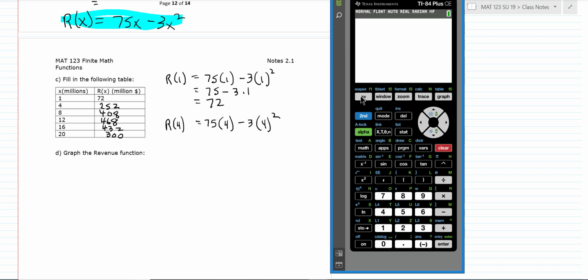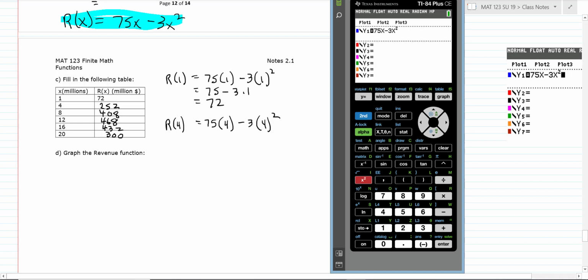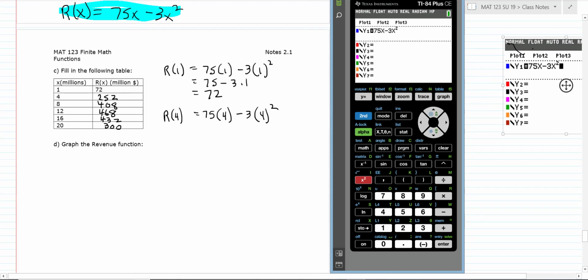So what we want to go ahead and do is in your calculator, you want to graph the function. So you want to go to y equals and then put in 75x minus 3x to the second. Okay, like that. Then what you want to do is make sure that you get your window set up. Okay, so that would be what we're going to put there.